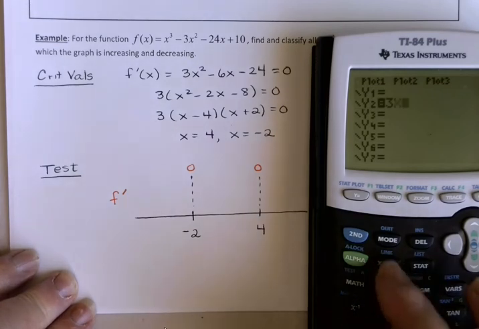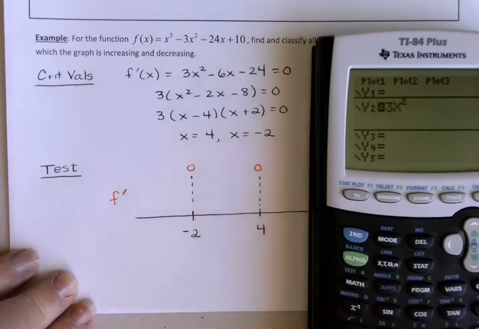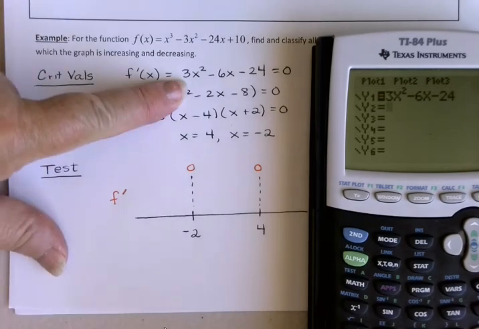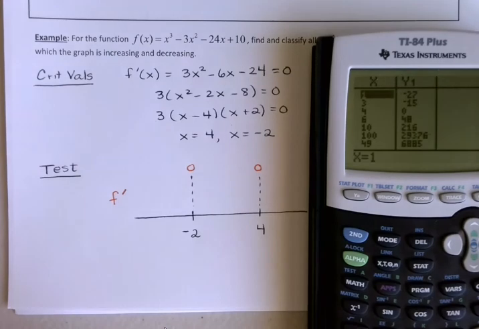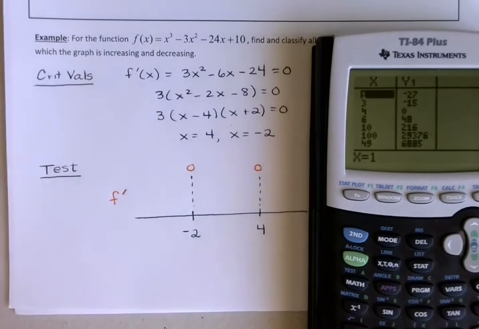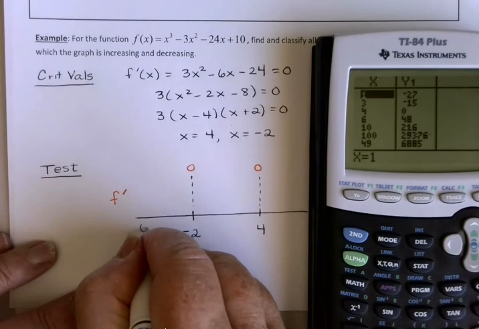So I'm going to put in 3x squared. Oops. I don't know why I put that in y2. Let's try that again. 3x squared minus 6x minus 24. That's my derivative function. And let's first of all pick a test value in this last interval on the left. Anything less than negative 2 would be fine. I'm going to go ahead and try, say, negative 3.